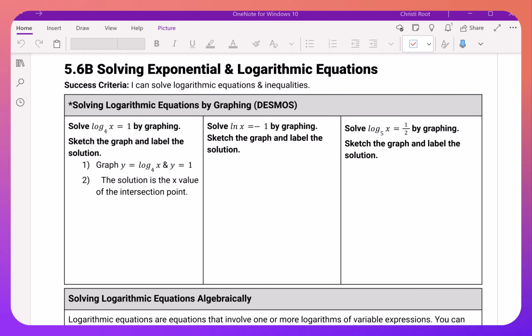Hello, this is the second part of lesson 5-6b, solving exponential and logarithmic equations. So the first part, we solved exponential functions, and in this lesson, we're going to solve logarithmic equations. So let's go ahead and start with the first of three techniques. We're going to graph using Desmos, and then we're going to find the intersection point.